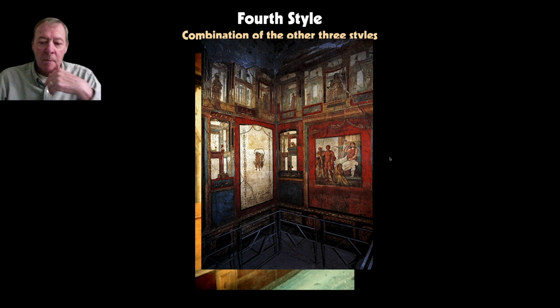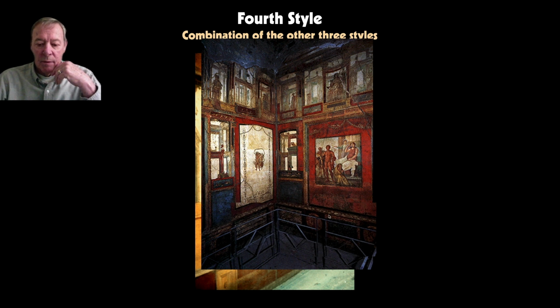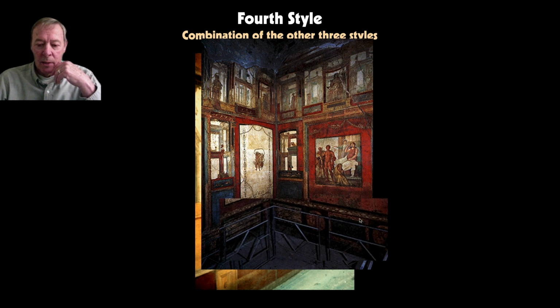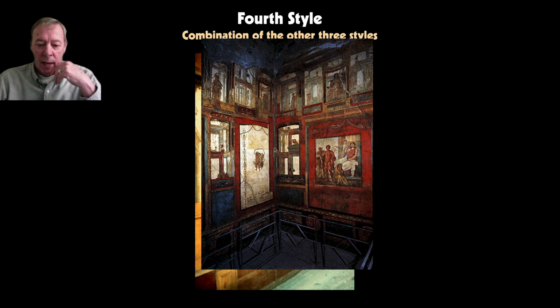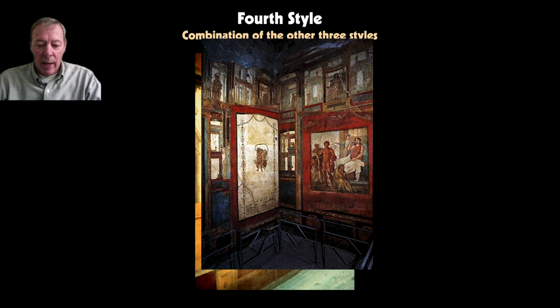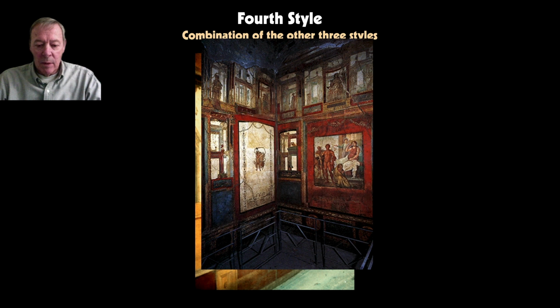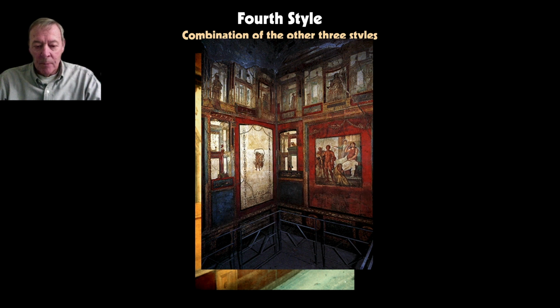But again, we see first style down here, simulated stone. Second style with the windows cut into the wall, beyond which we see perspective views of architecture. And then third style, some fanciful decorations framing a little, not a landscape in this case, a little figural work. And then this second element of third style with a framed painting.